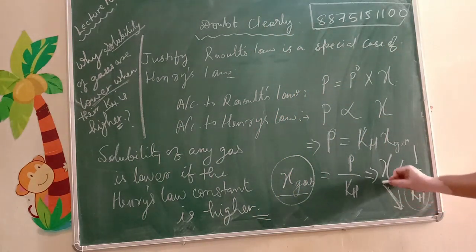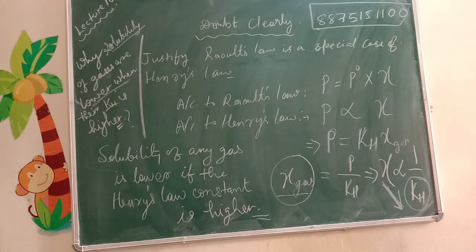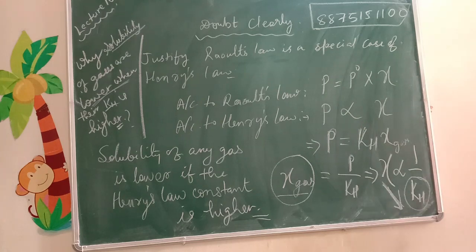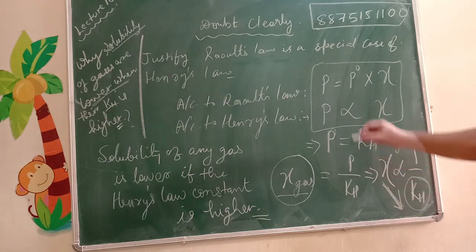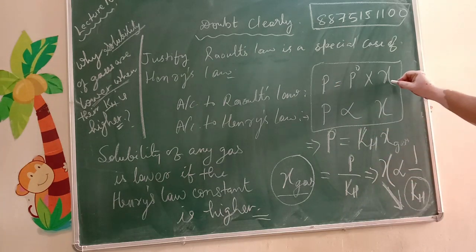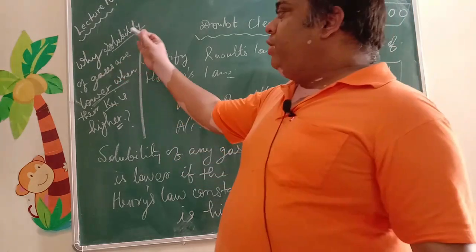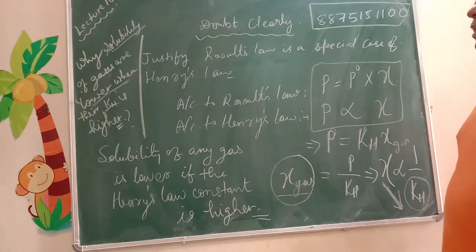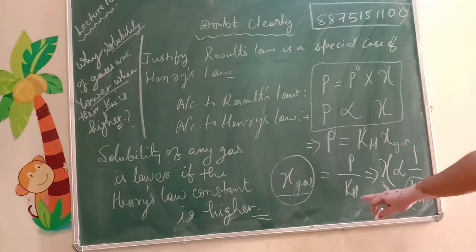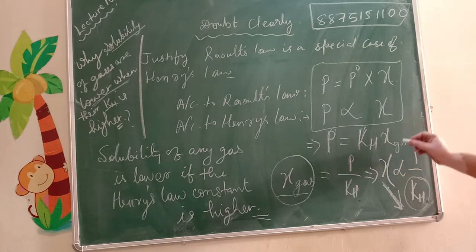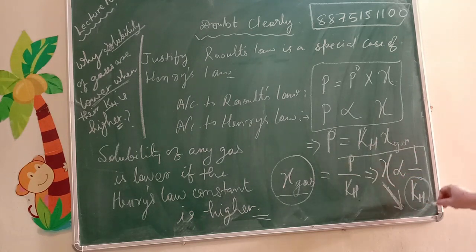Alright. So one more question comes. Alright, it is a very generic question. Justify that Raoult's law is nothing but a special case of Henry's law. So if you compare Raoult's law's formula and Henry's law formula, in both you will find that the vapor pressure is directly proportional to the mole fraction. Alright. But your question was, why solubility of gas is lower when their KH value is higher? So when the Henry's law constant becomes higher, then solubility will become lower, because it is inversely proportional. See this equation. Alright.